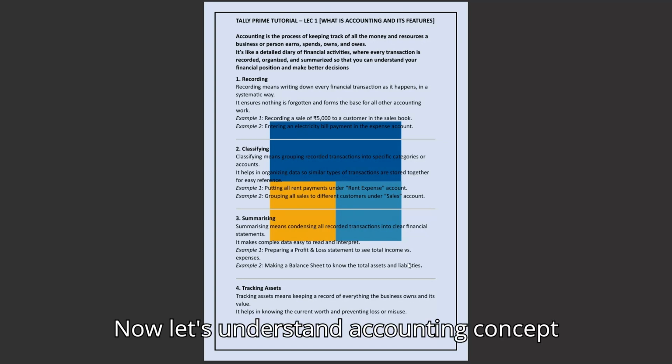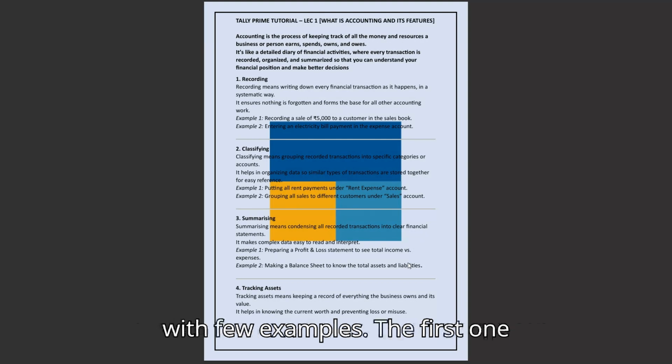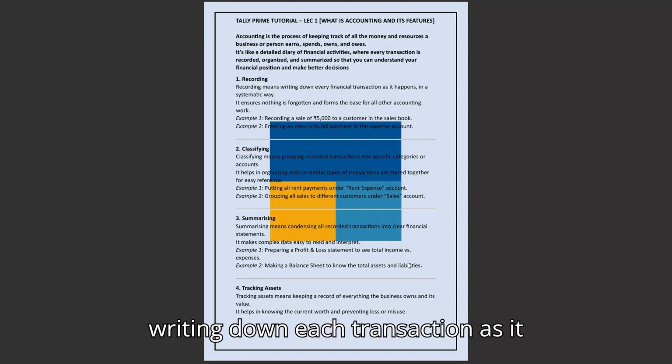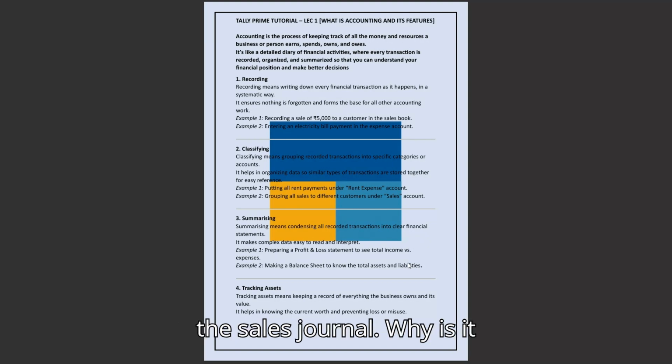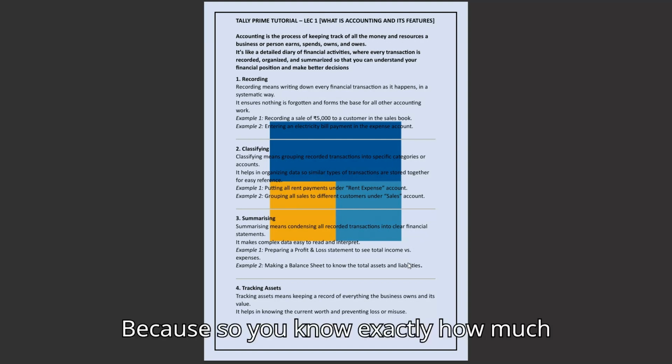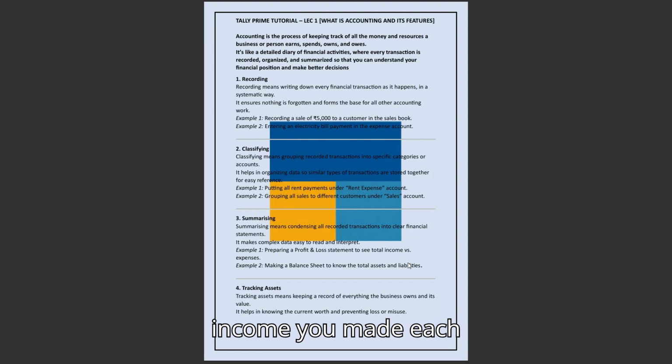Now let's understand accounting concepts with a few examples. The first one is recording. What does recording mean? It means writing down each transaction as it happens. For example, recording the daily sales of a shop in the sales journal. Why is it important to record the sale transaction? So you know exactly how much income you made each day.